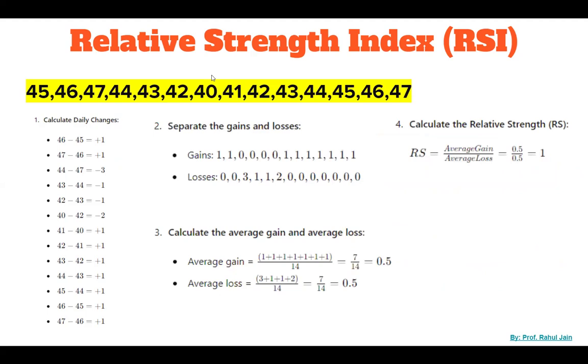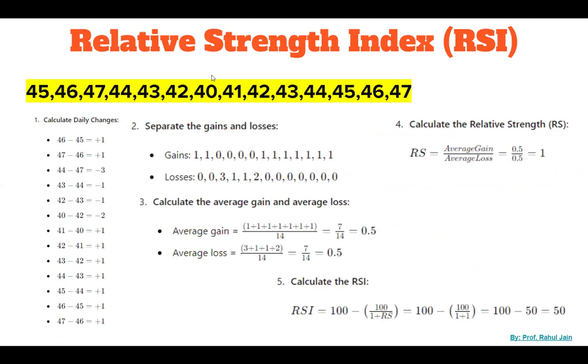This is step 3. In step 4, we need to calculate RS, that is relative strength, which we have discussed: average gain divided by average loss over that time period. So 0.5 divided by 0.5 is 1. So the relative strength we got is 1. Now just use the simple formula in step 5, that is the relative strength index: 100 minus 100 divided by 1 plus RS. Just substitute the value and we get the answer as 50.